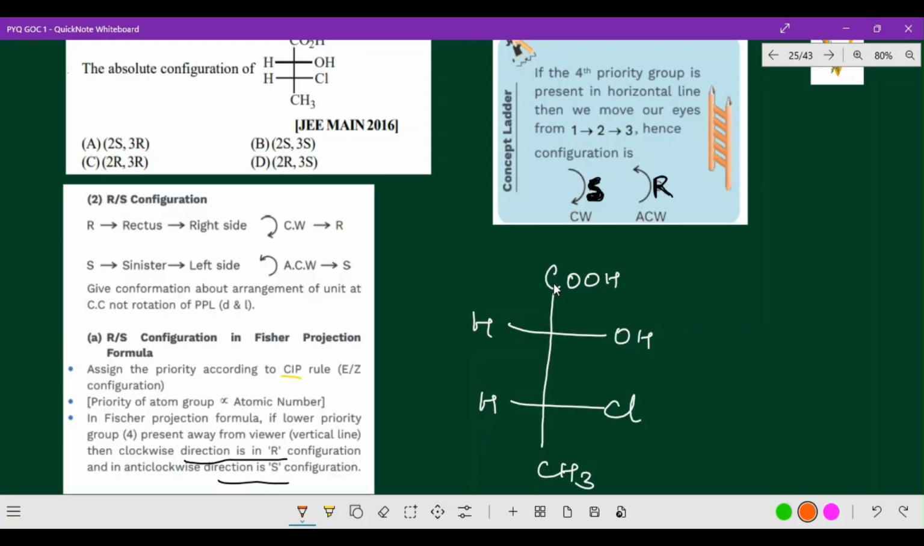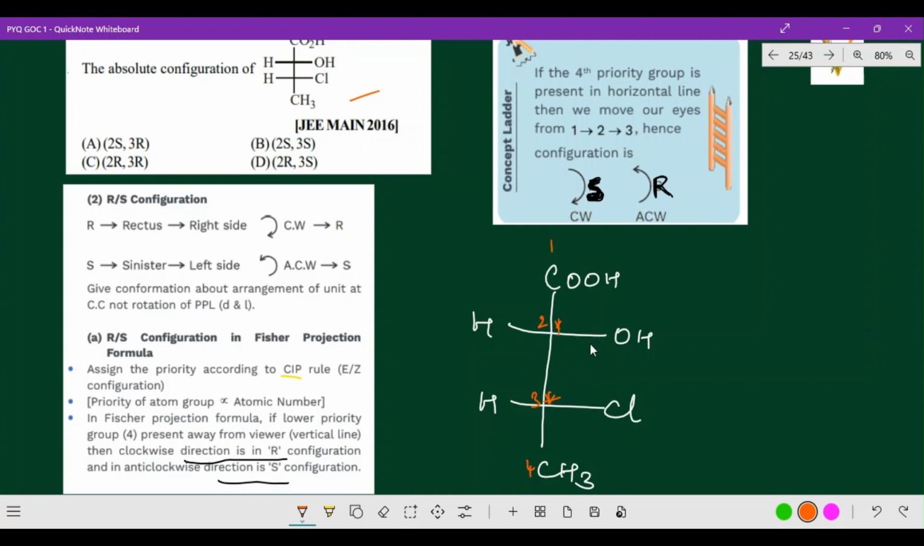The compound here is COOH, CHCl, CH3. That is the question they are asking. First we number the carbons: 1, here it is 2, this is 3, and this is the fourth carbon. Here there are two chiral centers: the second carbon and the third carbon.